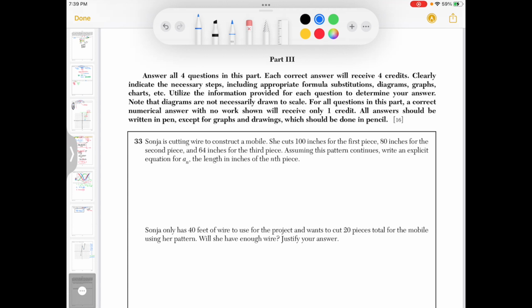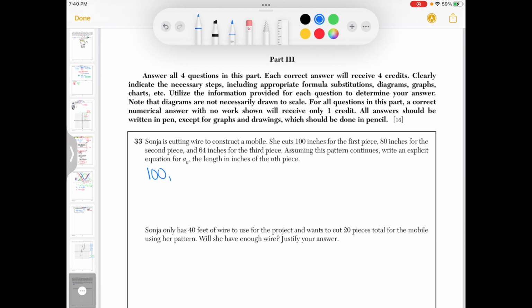All right, number 33. Sonia is cutting wire to construct a mobile. She cuts 100 inches for the first piece, 80 inches for the second piece, and 64 inches for the third piece. Assuming this pattern continues, write an explicit equation for A sub n. Explicit is the opposite of recursive, where you only want one equation. And explicit also is given on the reference sheet. So the first thing I need to do is figure out what type of sequence this pattern is creating.